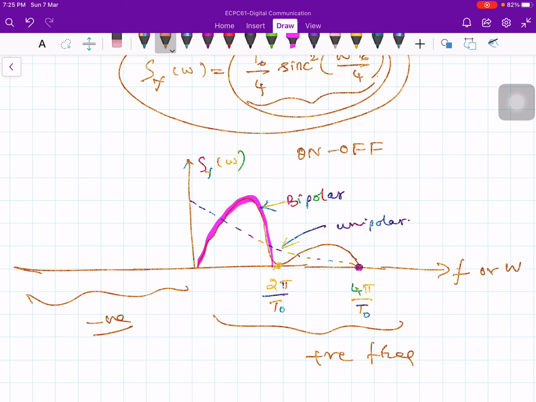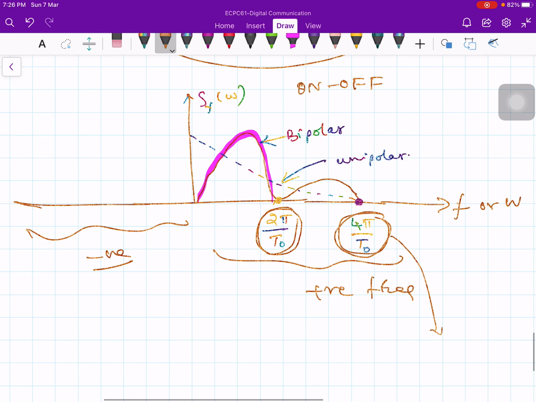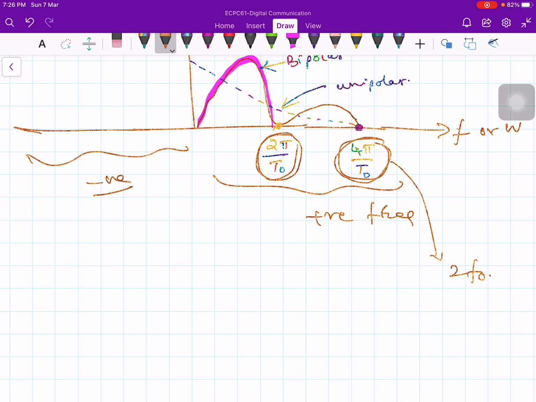And the first zero crossing occurs for unipolar signal at 4 pi by t0. For bipolar, of course, the first zero crossing occurs at 2 pi by t0. For the dotted line, the first zero crossing occurs at 4 pi by t0, and this 4 pi by t0 corresponds to the frequency of 2f0. So the bandwidth requirement is again the same as that for unipolar signal, because it has the same width.